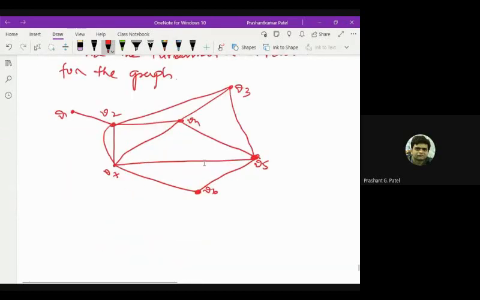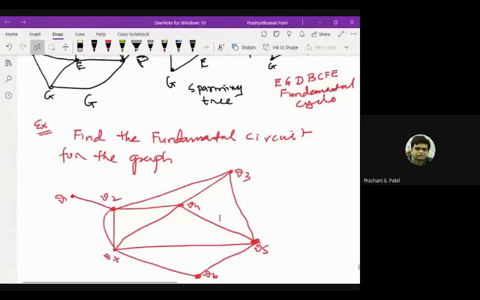Should I leave this to you guys? Finding the fundamental circuit in this, are you able to do that? Yes or no? Yes, sir.